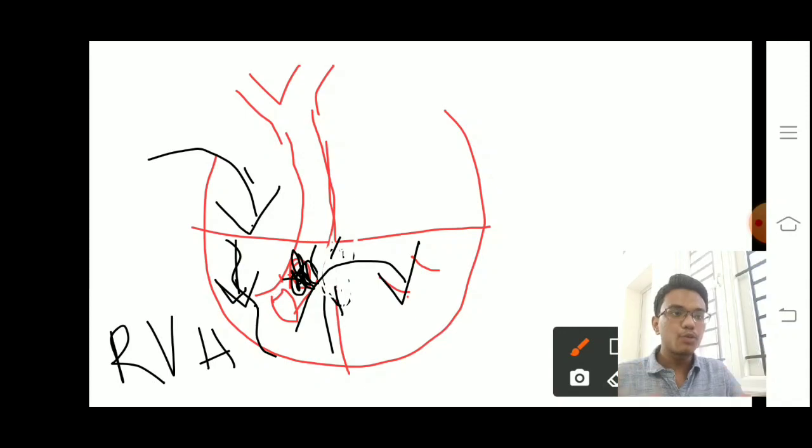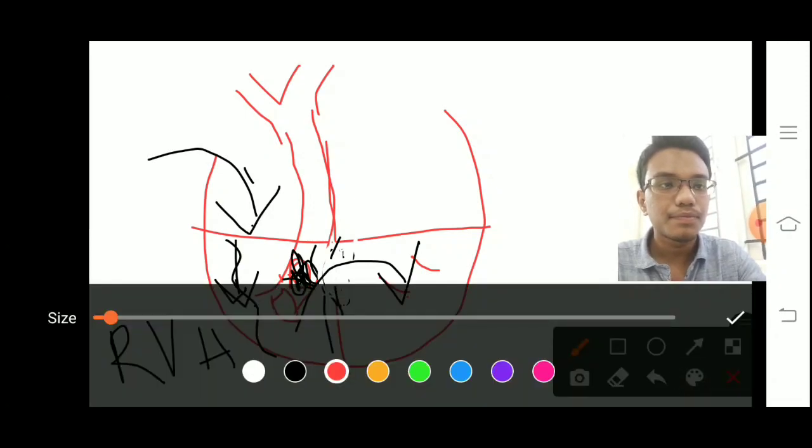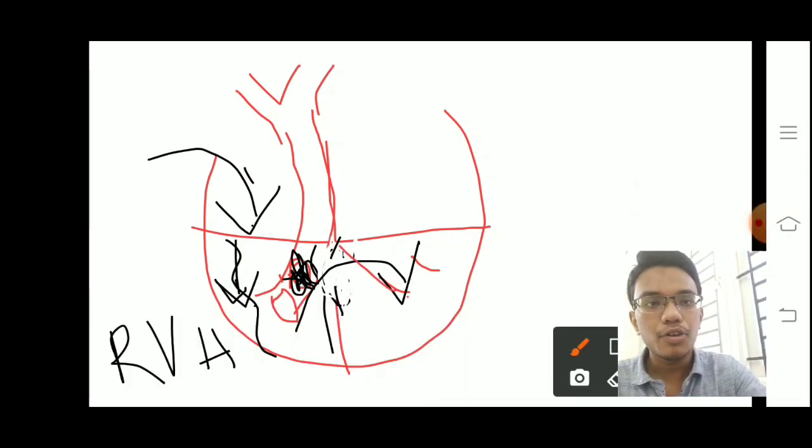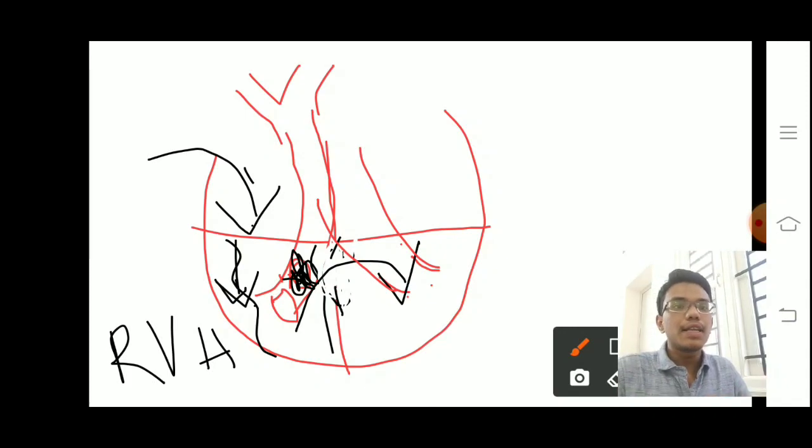And now this huge amount of blood which is residing in the left ventricle will try to pass through the aorta. If this huge amount of blood is passing through this aorta, it will lead to dilation of the aorta, and finally it leads to overriding of aorta over the interventricular septum.